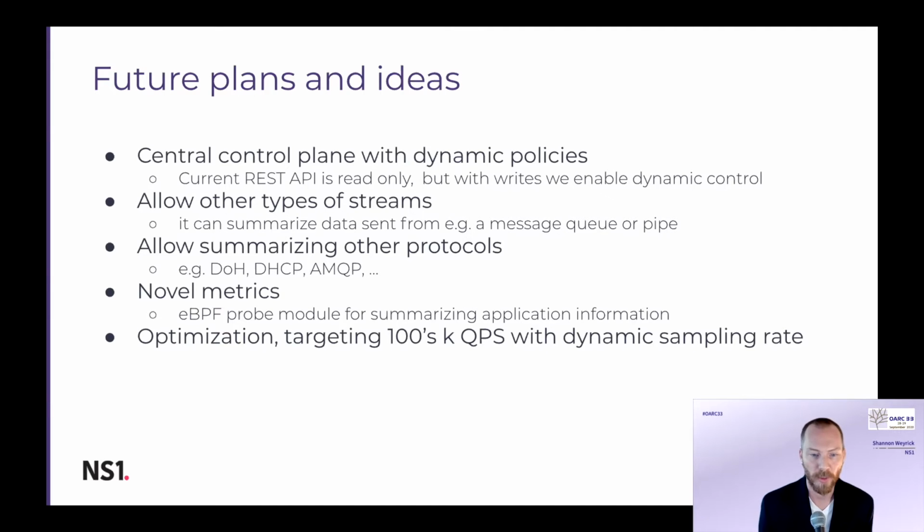Also the same with other protocols. DNS, obviously, we're very interested in, but there are other protocols where it might make sense to have modules that can summarize things. And maybe new ways to probe. eBPF probes that look for application information is an idea that's come up to explore. And of course, optimization is always interesting, and being able to target a single node to support up to hundreds of thousands with a dynamic sampling rate is on the backlog.